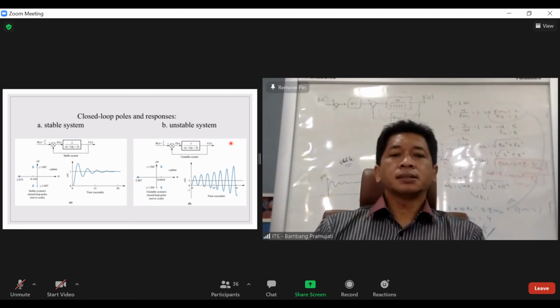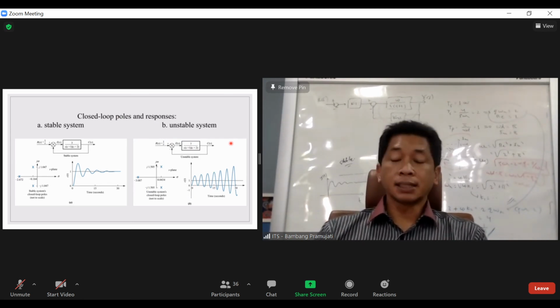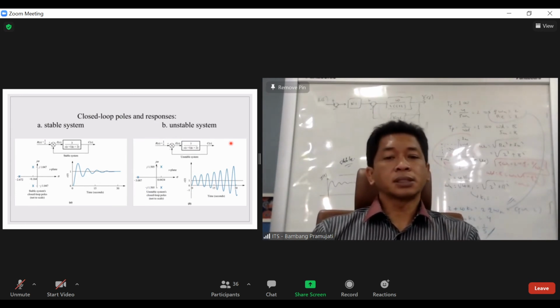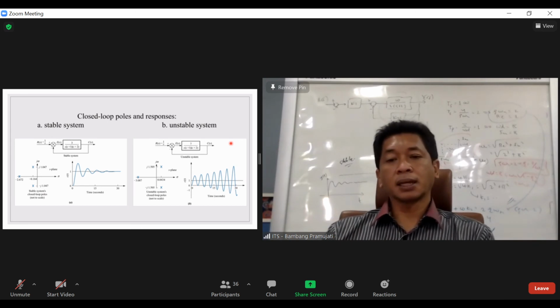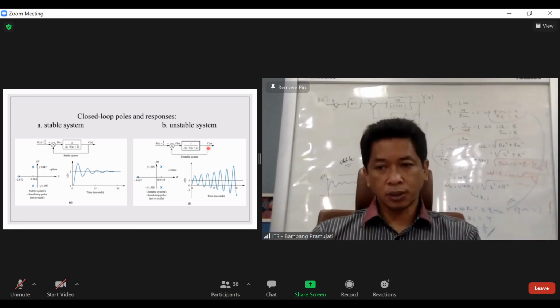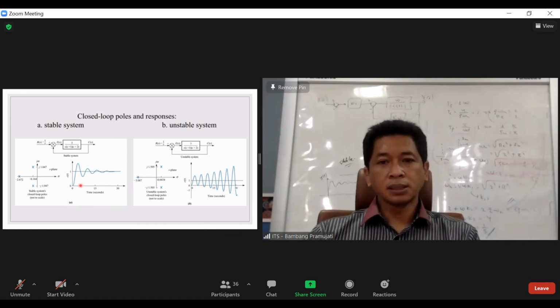Nah, ini seperti saya bilang, paling gampang ya kita lihat lokasi dari pole-nya. Lokasi dari pole-nya, and then we can actually simply step it on MATLAB, and then we can easily see how the system responds. Ya. Ini sistemnya stabil. Setelah yang seperti ini ternyata nggak stabil ya.